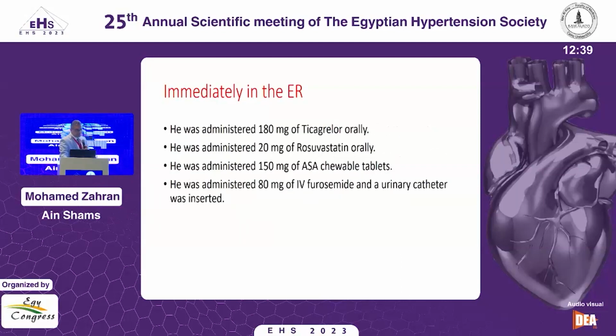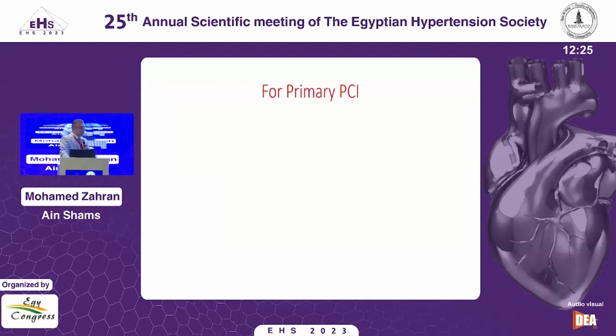His father and his uncle, one of them did a PCI and one of them did a CABG. So the immediate management in the ER included loading with ticagrelor, rosuvastatin, aspirin, and he was given 80 milligrams of furosemide for the pulmonary venous congestion. And he was prepared for primary PCI.